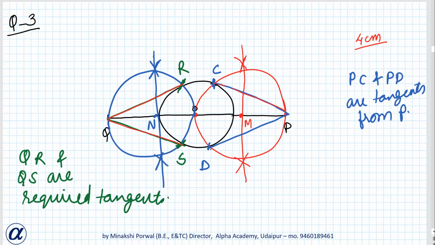PC and PD, these are the required tangents. So you can highlight them, and you can highlight this circle also because these are the main things. Rest all we have drawn just for construction. They were not asked. These 4 things were asked: a circle and these other 4 tangents. So that we have drawn.